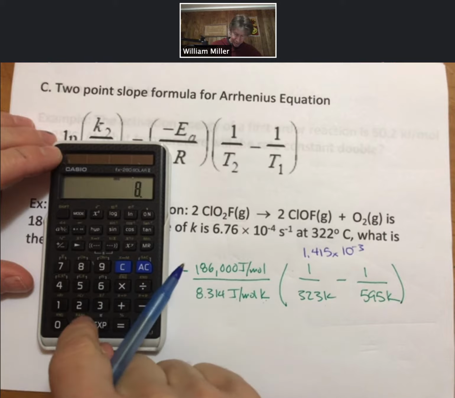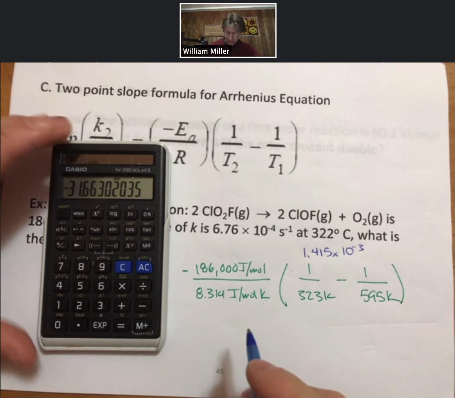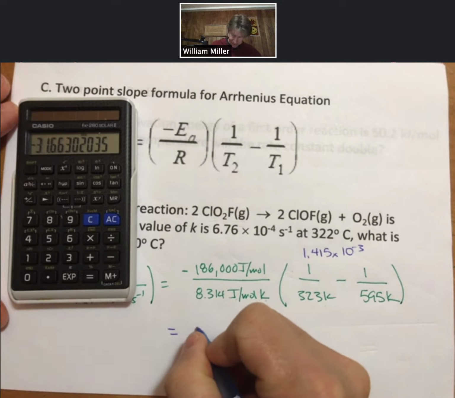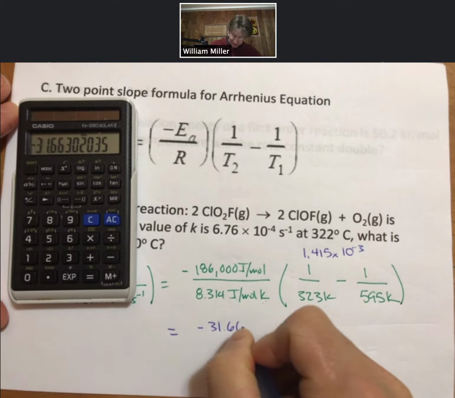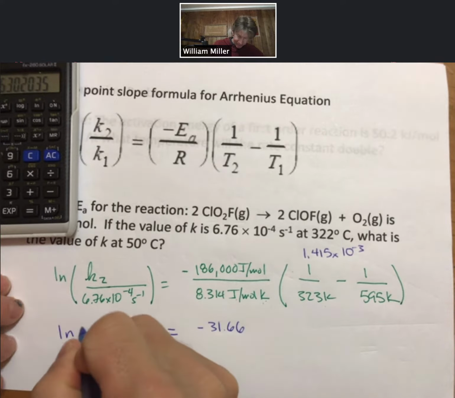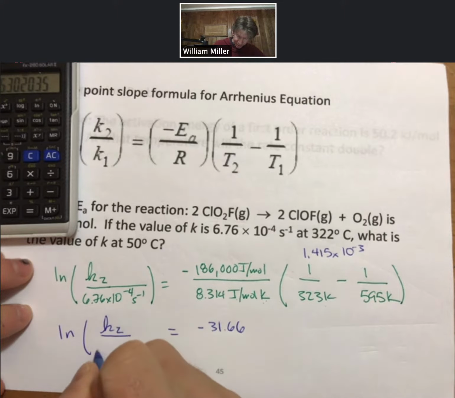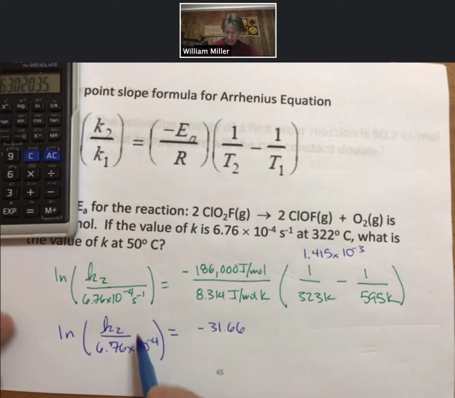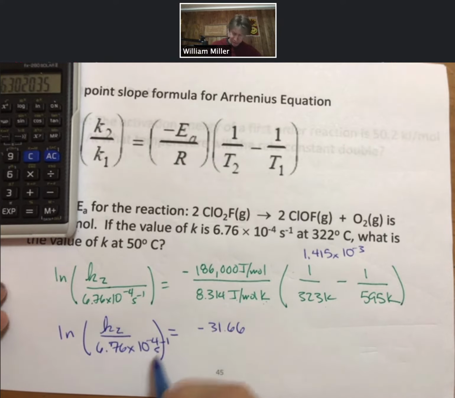Divided by 8.314, I get this whole term is minus 31.66. And that's going to equal the natural logarithm of K2 over 6.76 times 10 to the minus 4th. And whatever units I have on the left-hand side in this natural logarithm, seconds to the minus 1, will stay the same. So my answer will be in seconds to the minus 1.